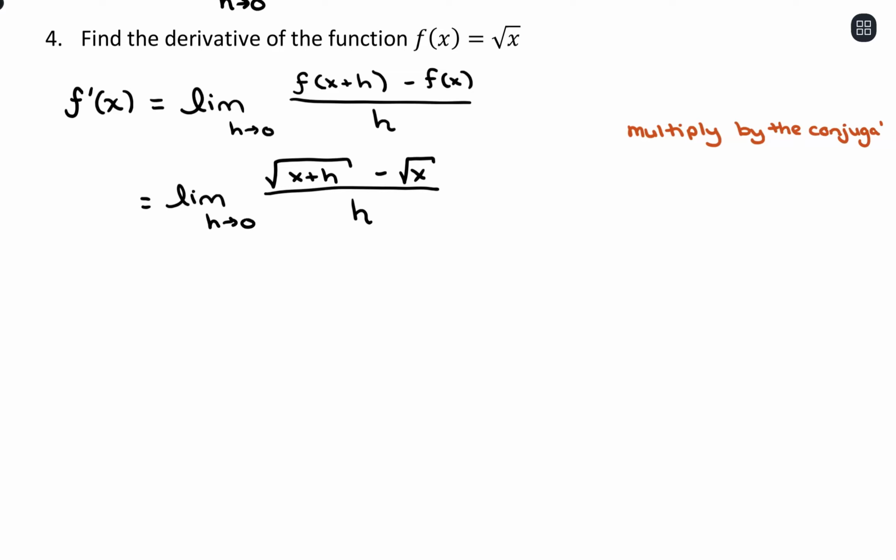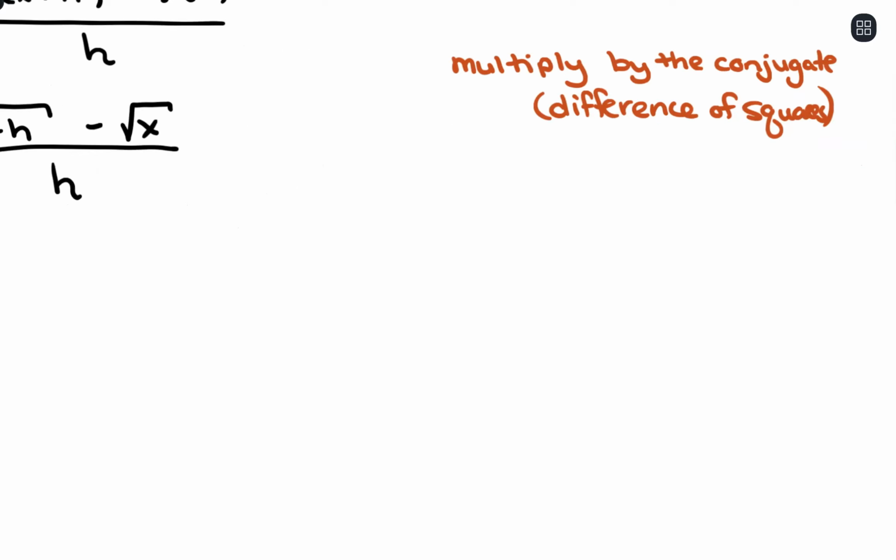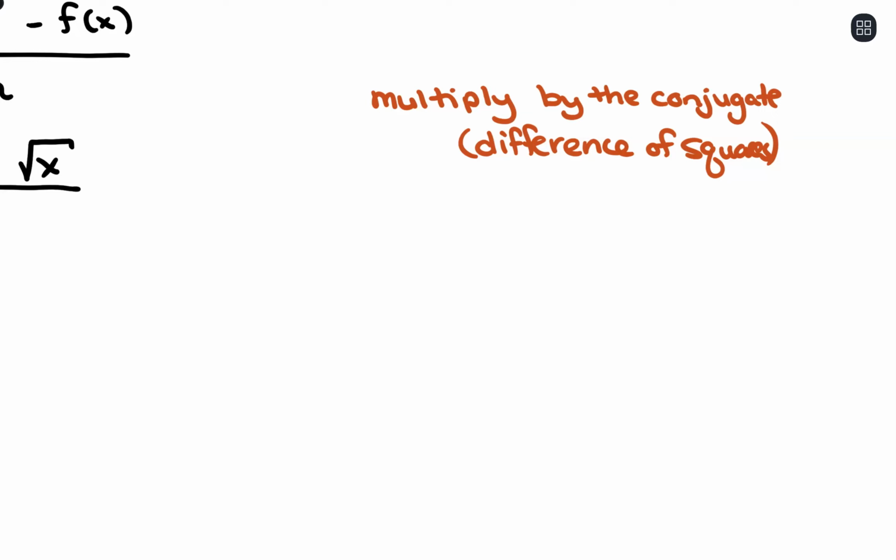What this uses is the idea of a difference of squares. So let's talk about what a conjugate is. Let's say I had an expression 1 plus root 2.